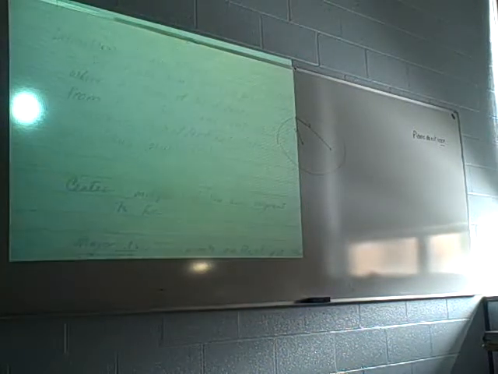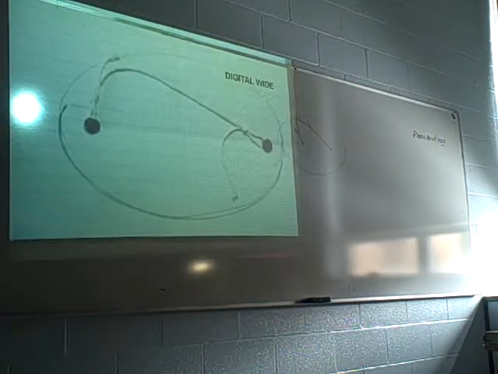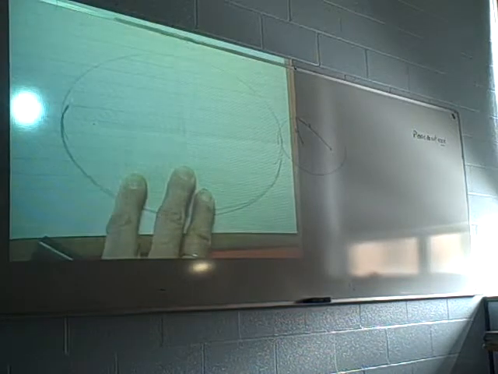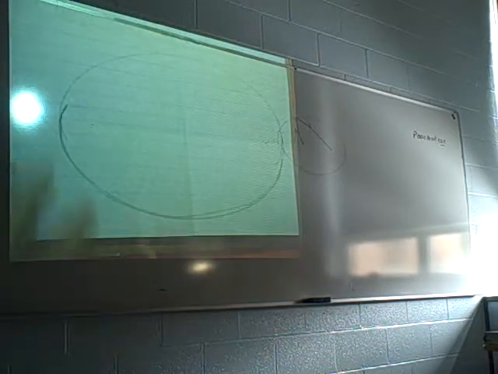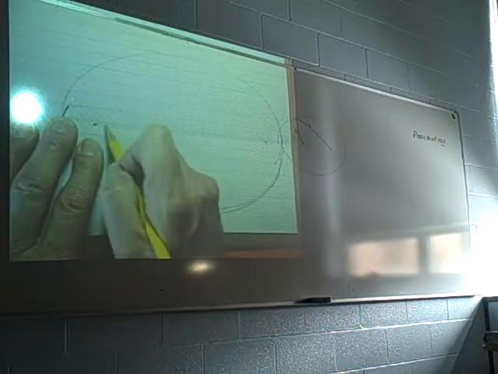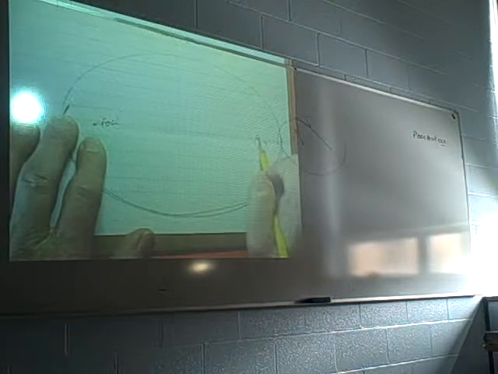Okay, so let's look at your paper now. Hold on a second. I'm taking out my dots, my thumbtacks, and what are these fixed points? The foci. And I'm going to label them as such.